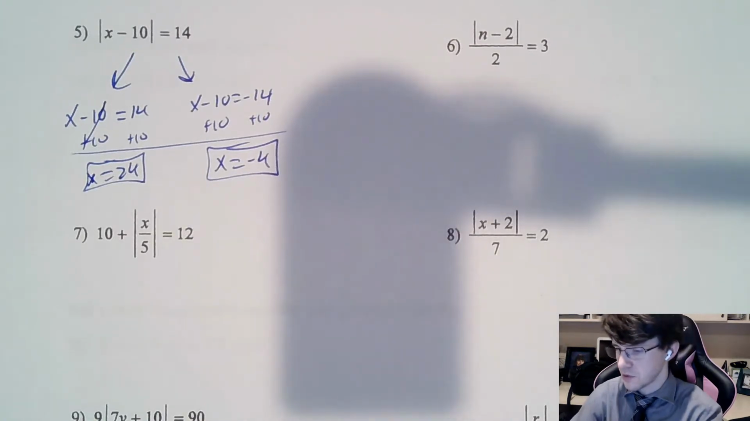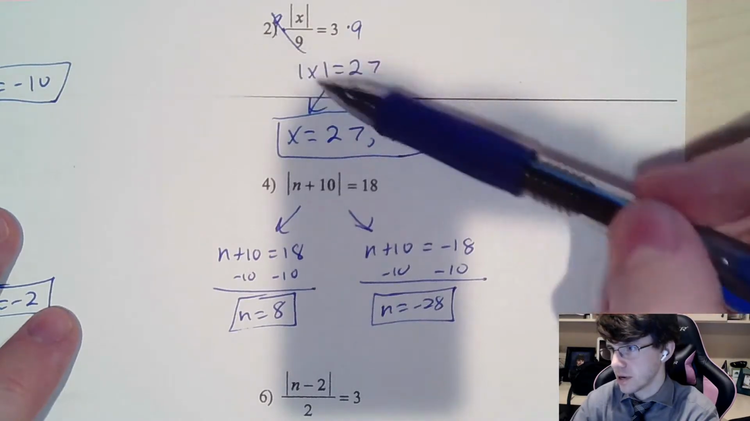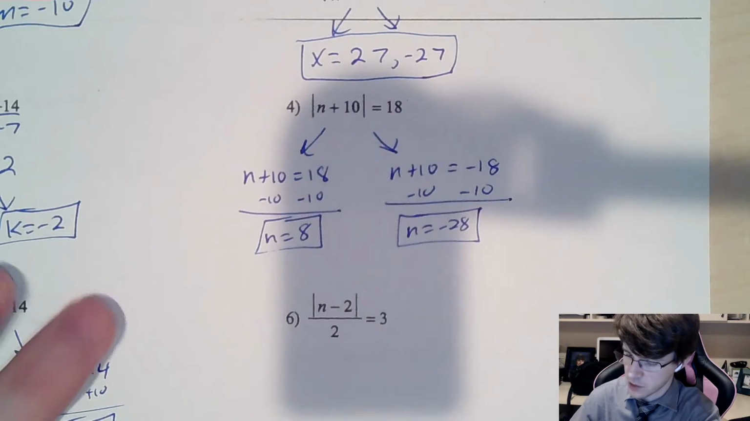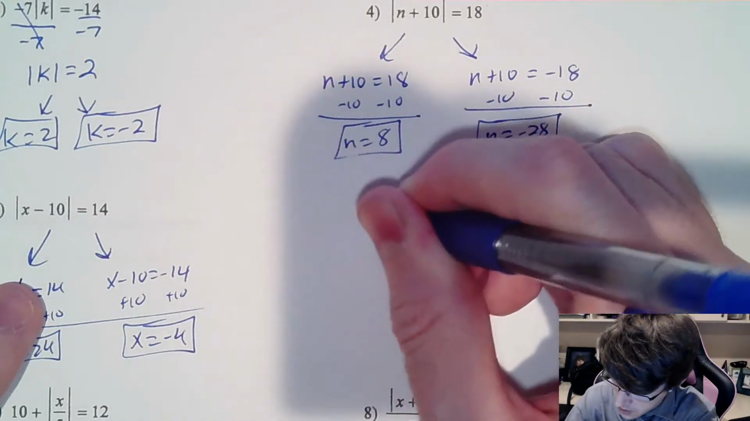Continuing on to number 6. Now, number 6 is one of the first questions that often trips people up because there's that fraction with the absolute value, but you want to treat it just like problem number 2, where you multiplied both sides by 9. Dividing by a number here, dividing by 2, we're going to multiply both sides by 2 as our very first step to this question.